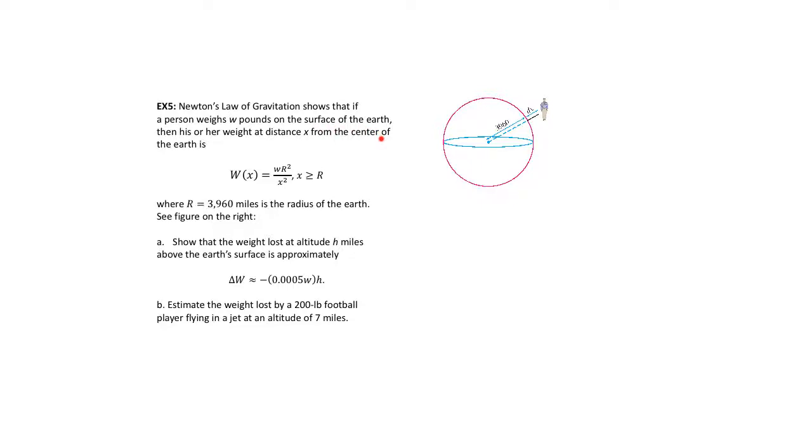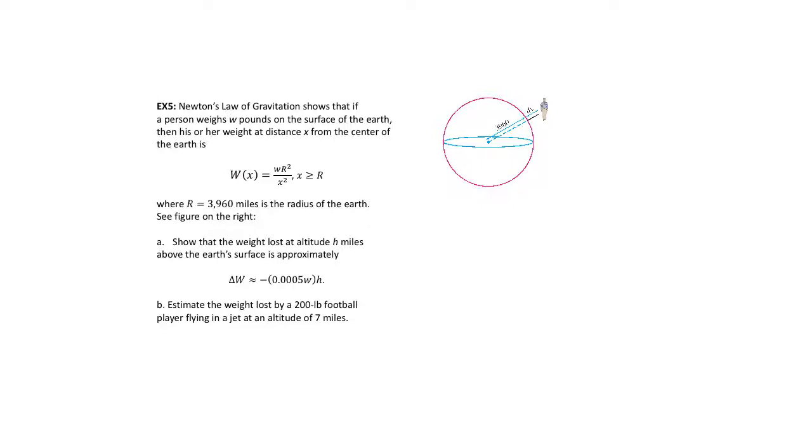then his or her weight, that's big W, at distance x from the center of the earth is given by this relationship. If we look at that diagram right here, on the surface of the earth, the weight of the person is little w. But as soon as the person starts moving away from the surface of the earth, big W becomes the weight of the person.